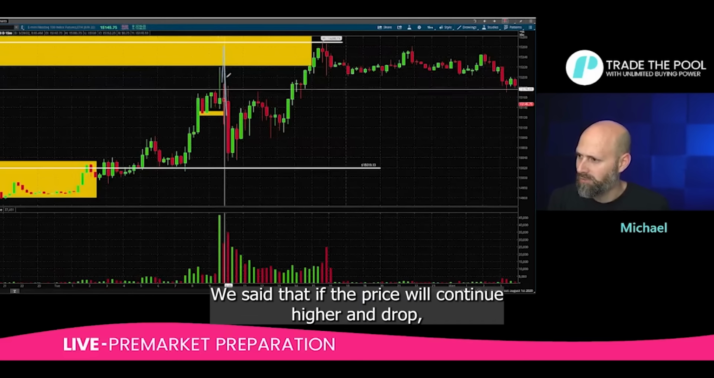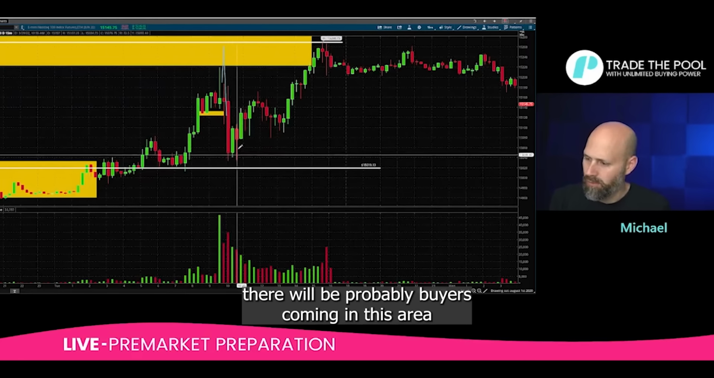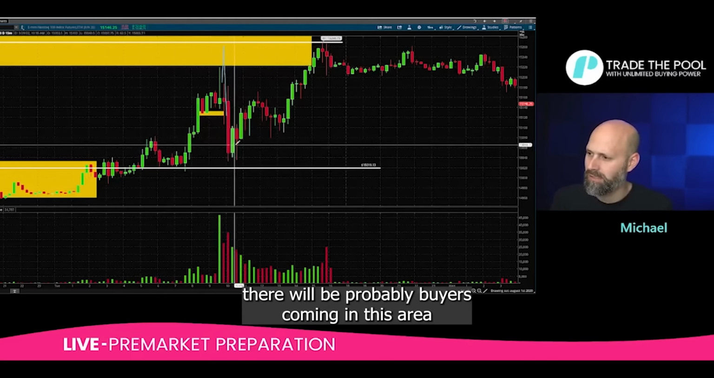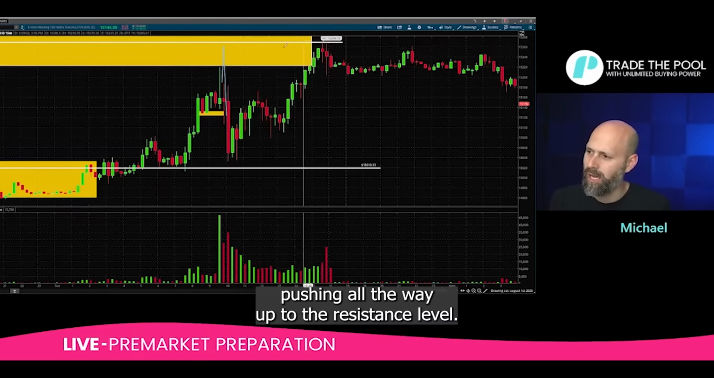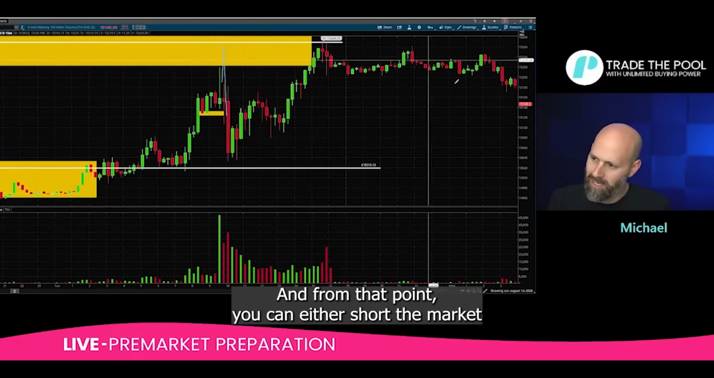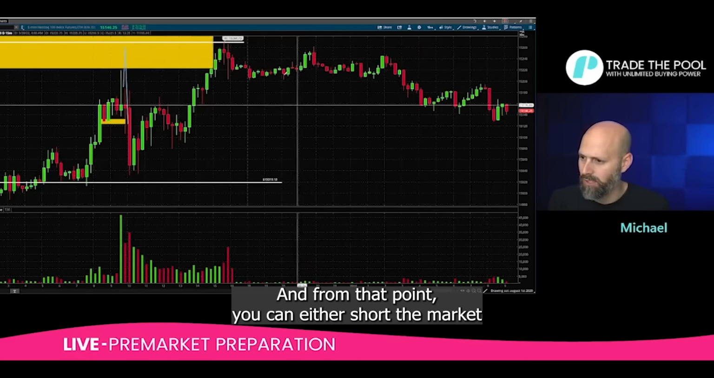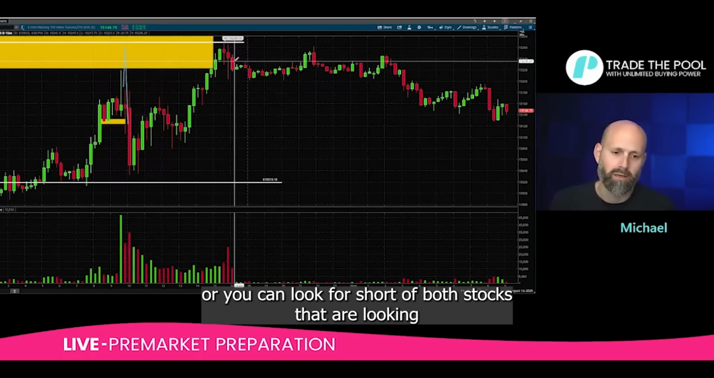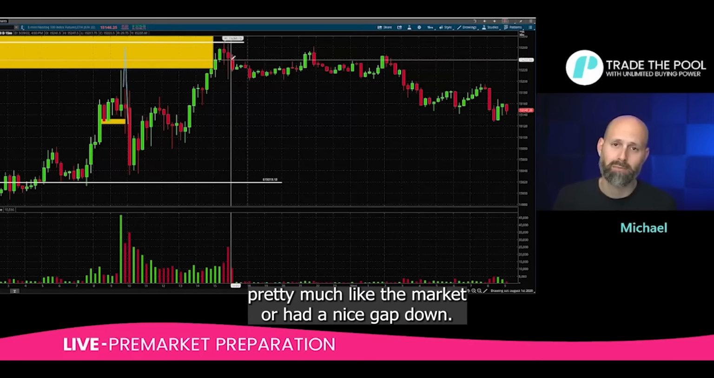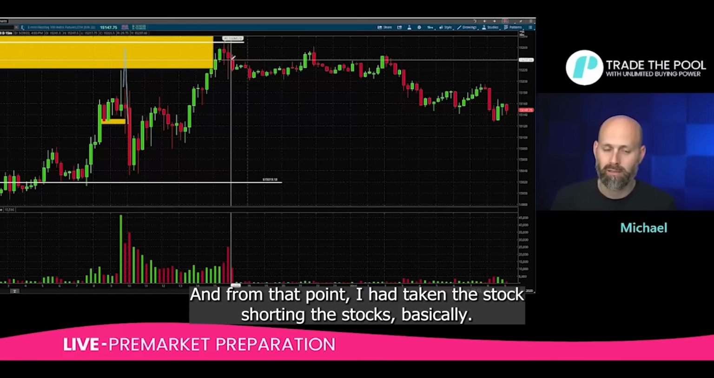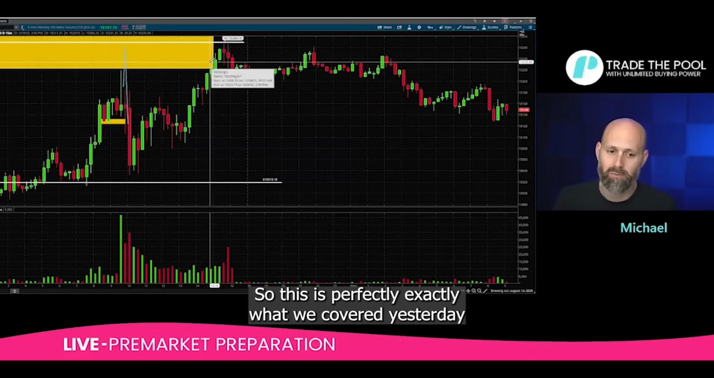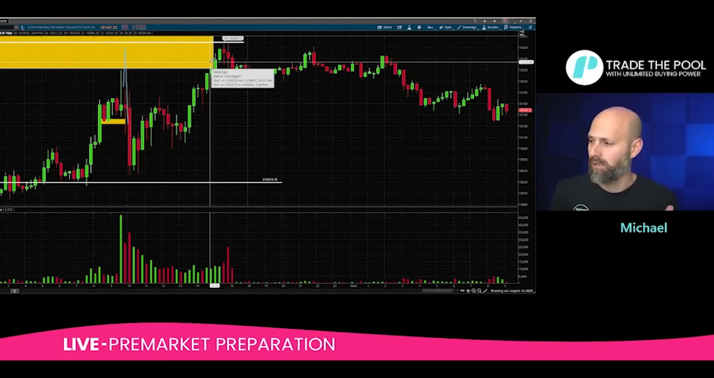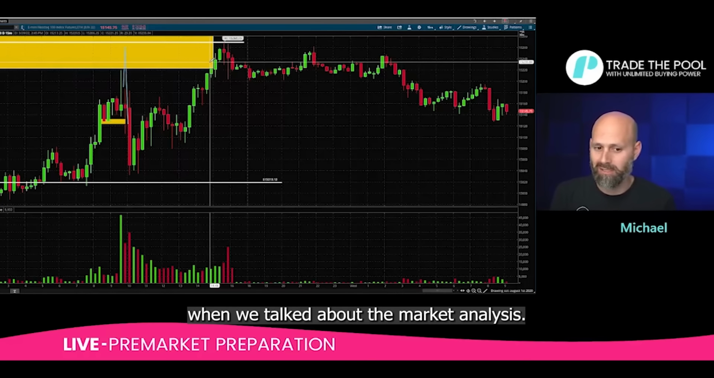We said that if the price continues higher and drops, there will probably be buyers coming in at this area, pushing all the way up to the resistance level, and from that point you can either short the market, or you can look for shortable stocks that look pretty much like the market, or had a nice gap down, and from that point take the stock, shorting the stocks basically. So this is exactly what we covered yesterday when we talked about the market analysis.